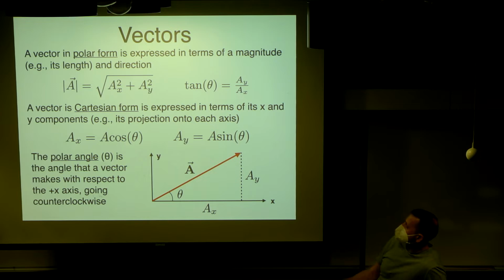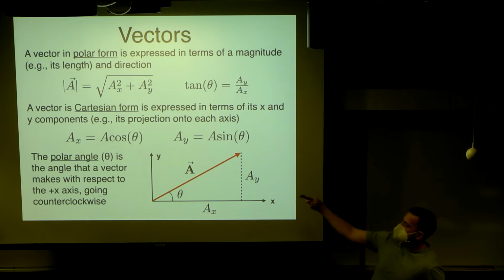For example, the magnitude of A, that's the long side of that right triangle, is just the square root of ax squared plus ay squared. And then the angle, we can think about in terms of the tangent function. Tangent of this angle is going to be opposite over adjacent, so that's ay over ax, okay?